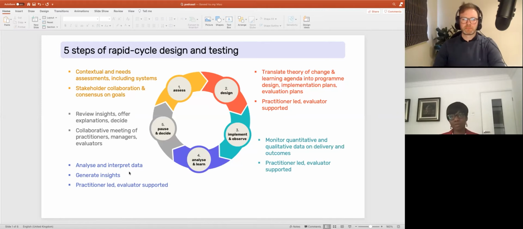And then I worked with the program team to also get their insights on why this was happening. And then we sat down in a pause and decide meeting to really reflect on all of this and to make some decisions. And it was in that meeting that we realized that, yes, some of the reasons for missing sessions were avoidable and can be anticipated. So therefore we should do something about it. And we were able to make some changes based on that.